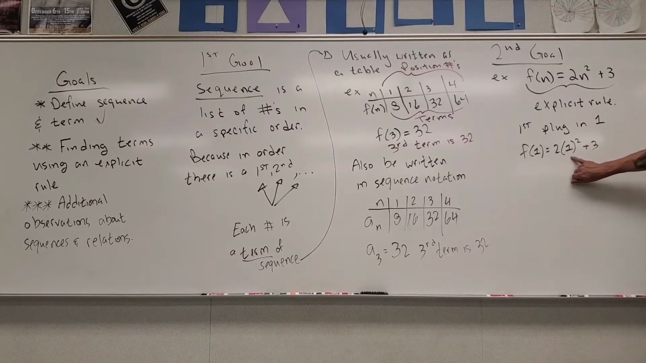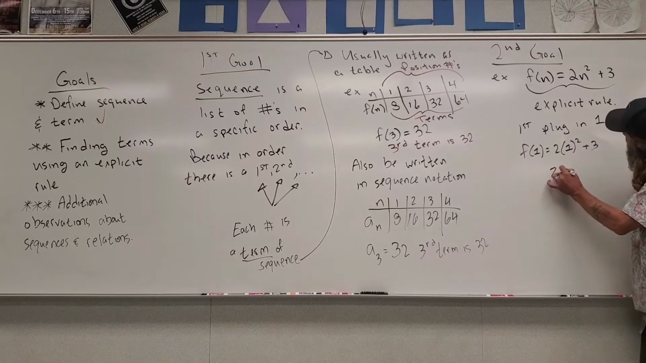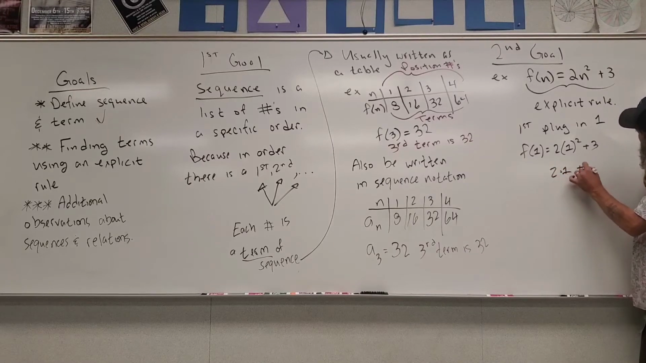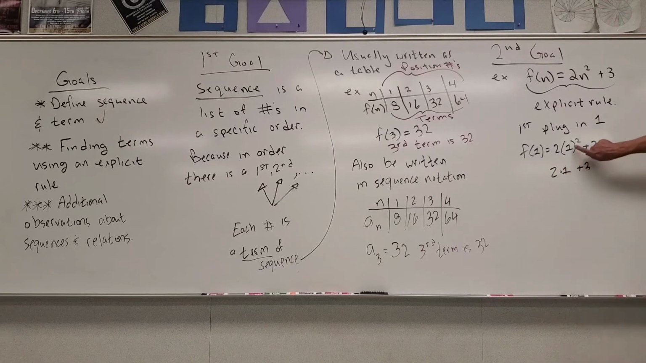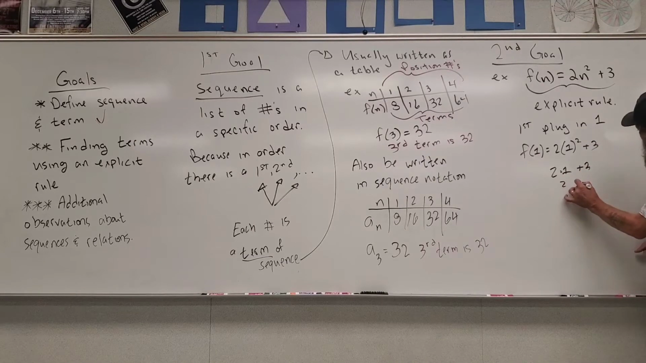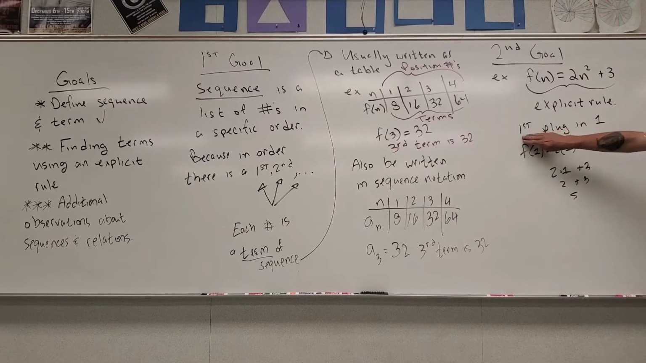So remember we have PEMDAS, so I go parentheses, there's nothing I can do in the parentheses, exponents. 1 times 1 is 1 because that's what 1 squared is. So I have 2 times 1 plus 3. So I did the exponents. Now I do the multiplications and divisions. So 2 times 1 is 2. I'm going to add that to 3, and I get my 5. So that would be me finding the first term using an explicit rule. Remember, I just plug in the position number I want.